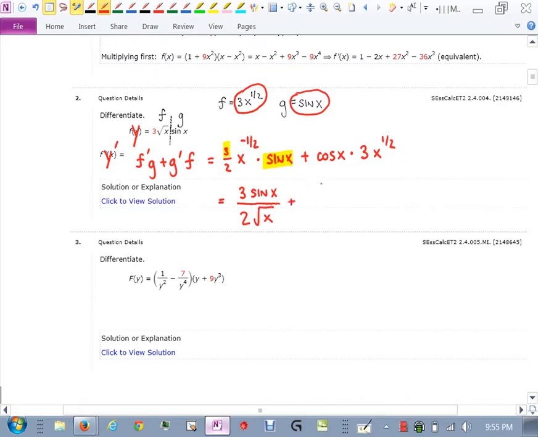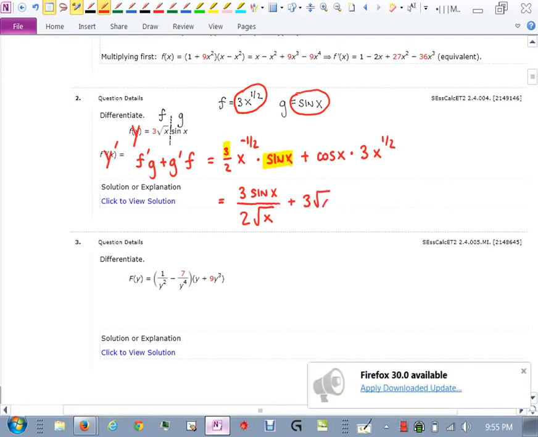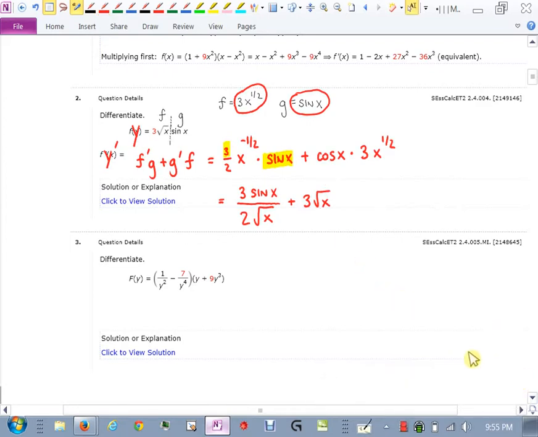And then I have plus the other one. Can't really do a whole lot to that. I'm just going to put 3 root x in front of the cosine x. And that is sufficient right there.